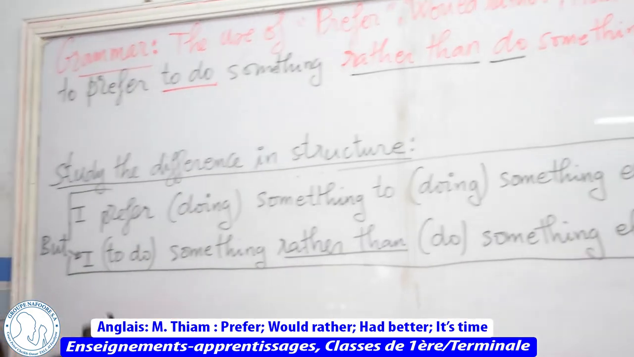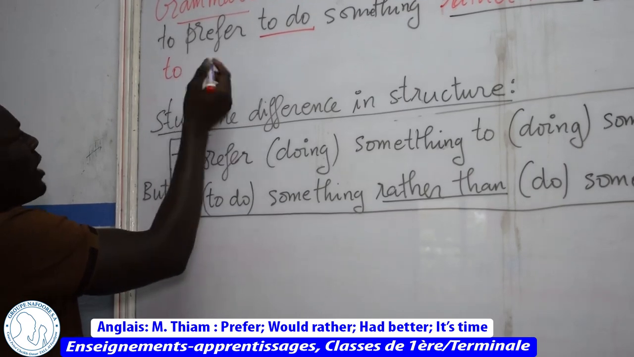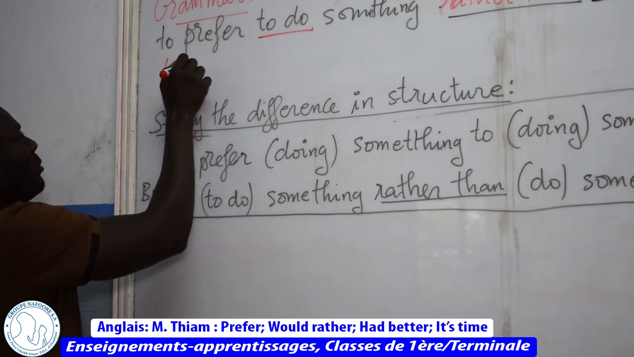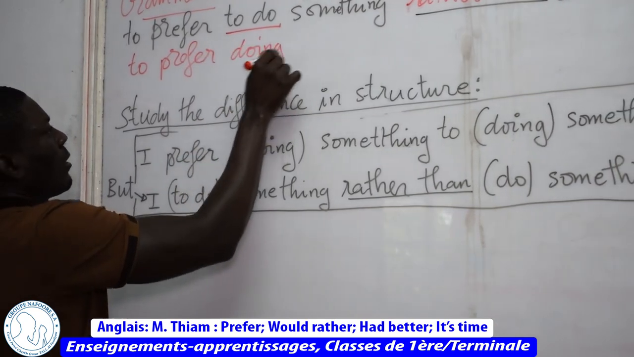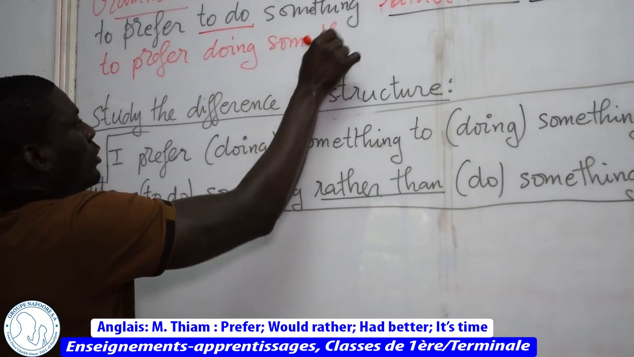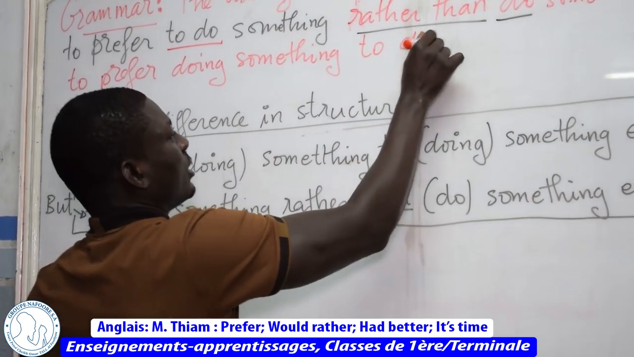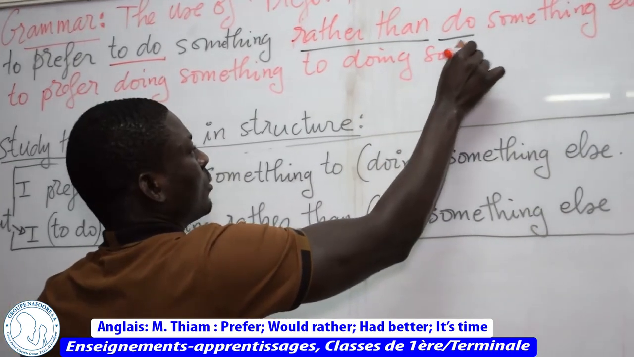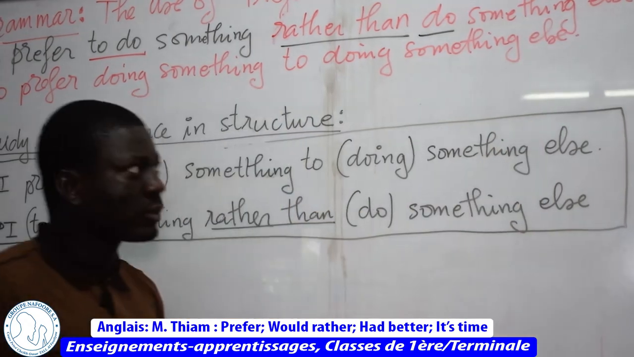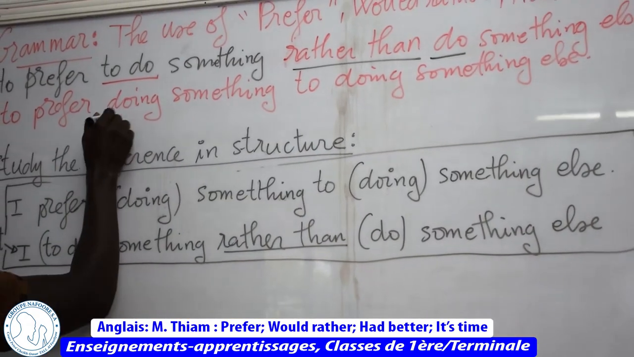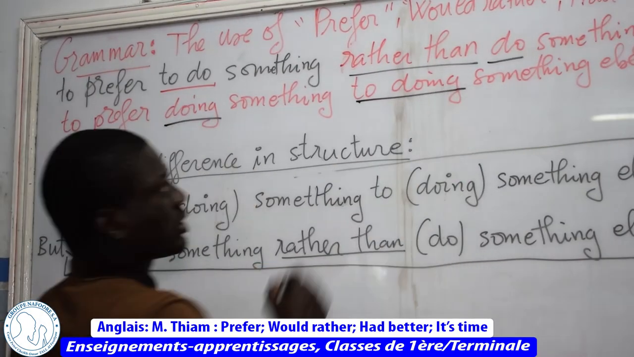But in the case where you prefer to use prefer with the ing form, because it's possible to prefer doing something, to prefer doing something, this time you say to doing something else. To doing something else. Okay? Now, look, I prefer doing something to doing something else.